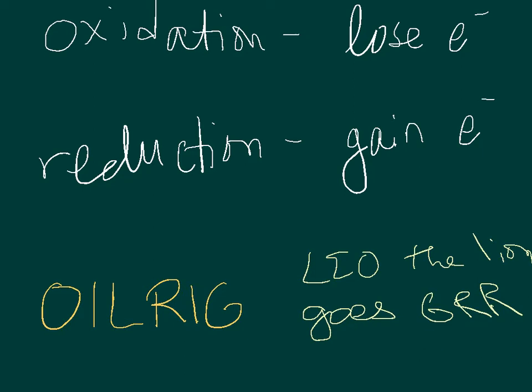Oops, sorry, I messed that up. It should be GER, not GRR. I apologize. It's Leo the lion goes GER, gain electrons in reduction. So again, oxidation, you lose electrons, reduction, you gain electrons. Simple, easy to remember, and also pretty easy to apply.